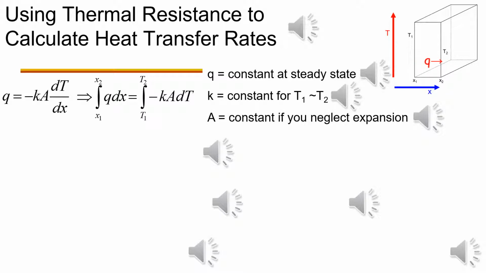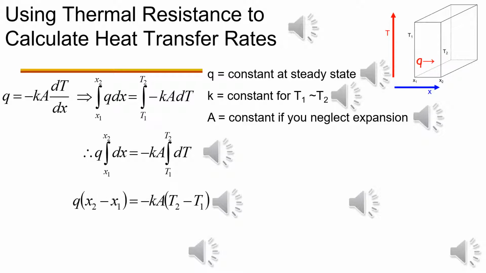If you think it is reasonable to assume that the heat flow rate, the thermal conductivity, and the heat transfer area are constant, you can take these out of the integral signs. The integral of dx is x, and of dT is T. Integrating between the limits of x1 and x2, which correspond to temperature T1 and T2, you get the following. You can make Q the subject of the formula again.